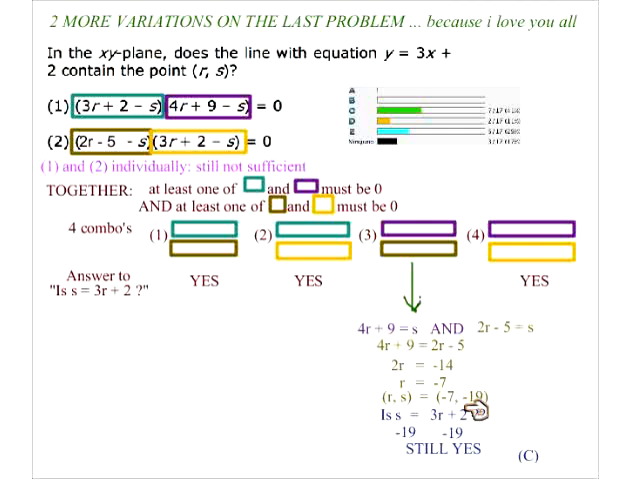If you have purple and yellow, then because of the yellow, you already know that 3R plus 2 equals S. The yellow and the blue are good enough by themselves, because the yellow tells you that 3R plus 2 equals S, so I don't have to look at it. Same thing here, and same thing with the blue one. The blue one also tells us that 3R plus 2 equals S.